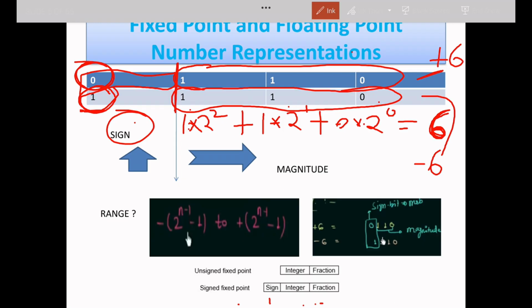So the MSB indicates whether it is a positive or negative number. The first bit represents the sign and the remaining bits represent the magnitude. The magnitude always gives you the same number everywhere. Here this is a 4-bit representation. What is the range? The range is -2 to the power n-1 to +2 to the power n-1, minus 1. I will explain this.